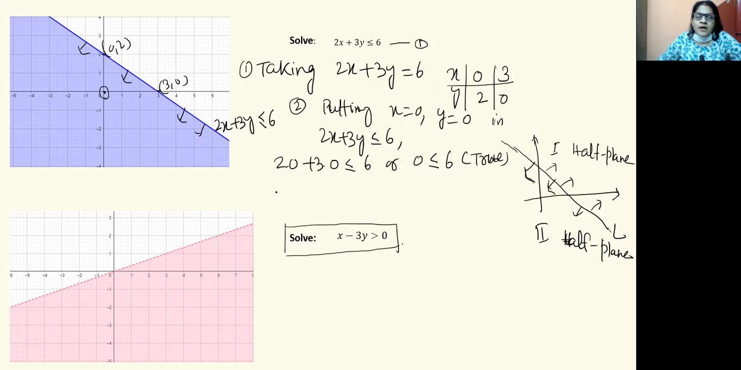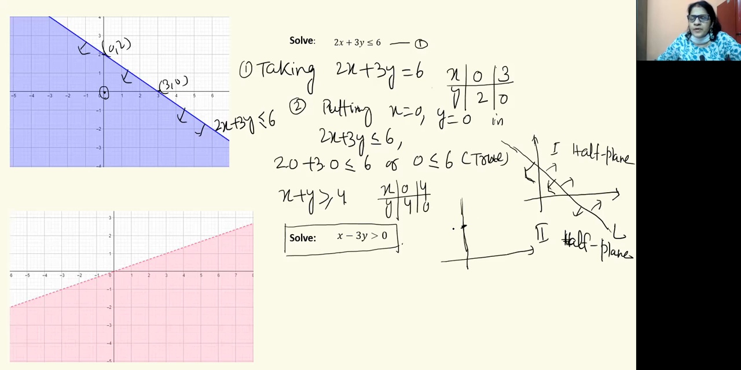Now if I take another inequation, let me take x plus y greater than equal to 4. Let me take the equation x plus y equal to 4. Points are 0, 4 and 4, 0. I will be taking the graph here and just showing randomly, just to show you. So 4, 0. Then let me draw the line and name it x plus y greater than equal to 4.